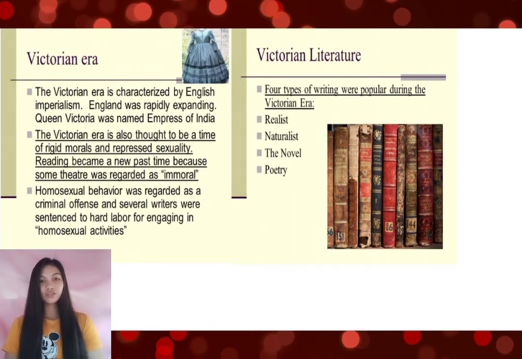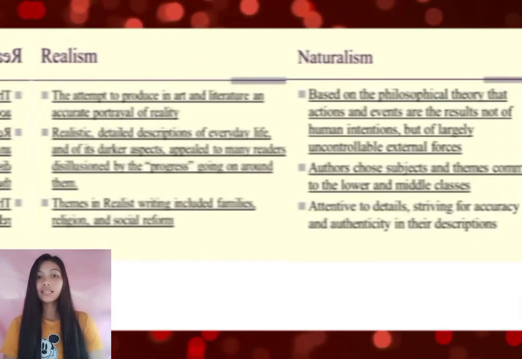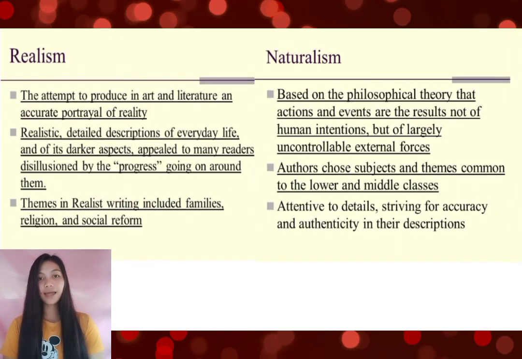Victorian literature has four types of writing: realist, naturalist, the novel, and poetry. Now, what is the difference between realism and naturalism? Realism portrays reality about everyday life. In writing realism, themes include families, religion, and social reform. While naturalism does not believe in spiritualism, and all knowledge about the world came from scientific investigation.